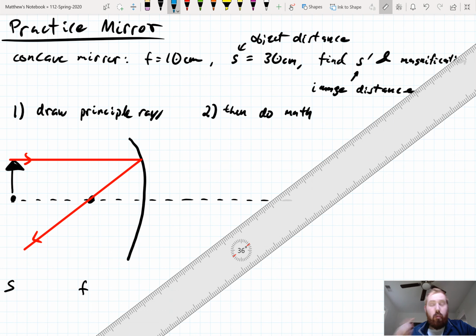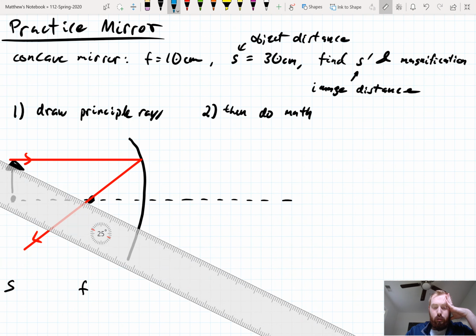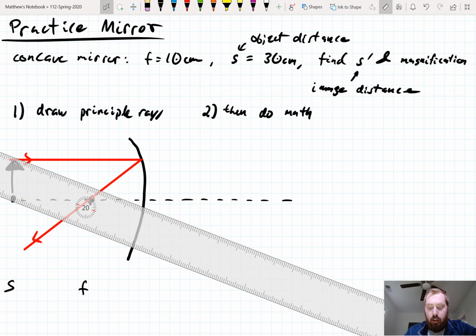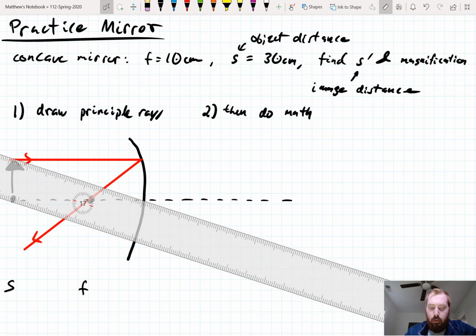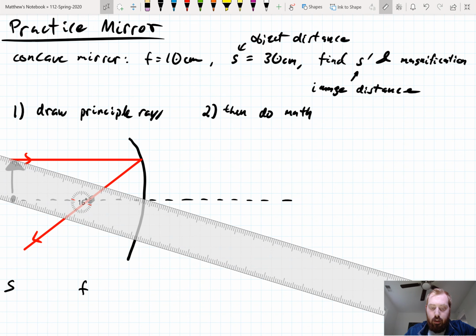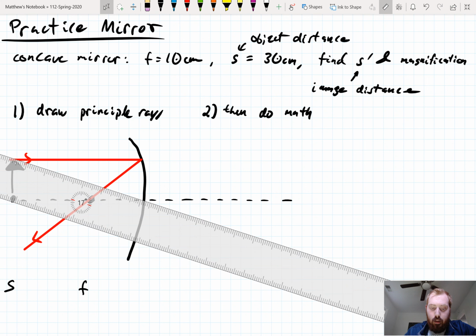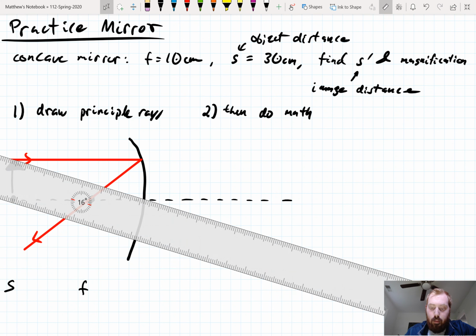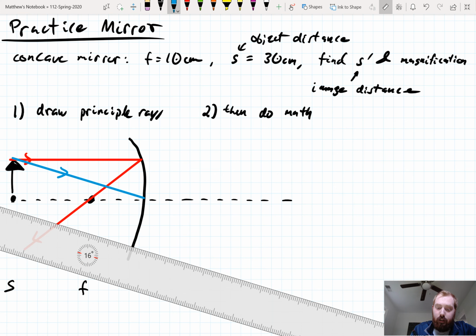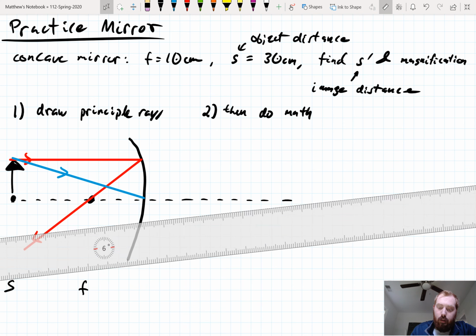Let's switch up colors. I'll shoot another principal ray. One that I like. Let's go for the vertex. If I hit the vertex, by my drawing, it's about 16 degrees. Bam, hits the vertex. Now flip.